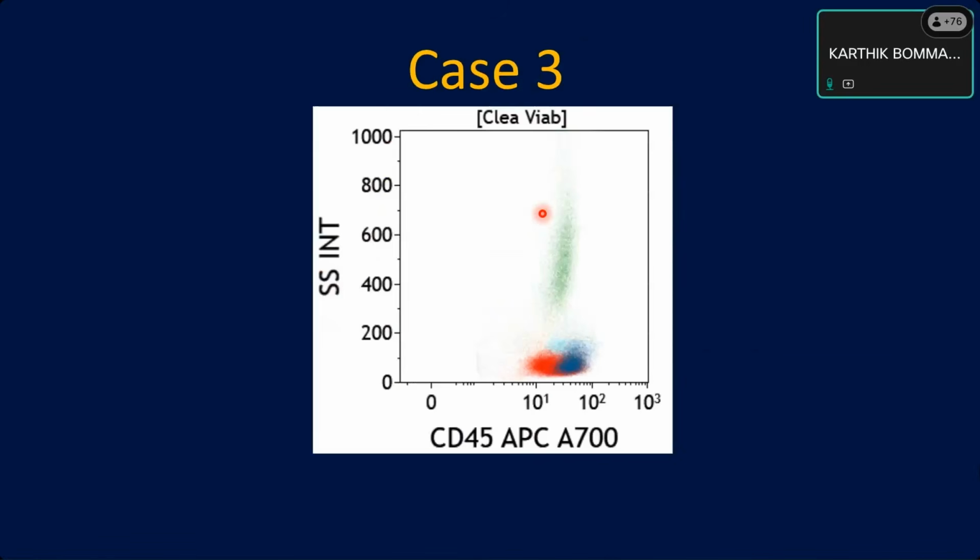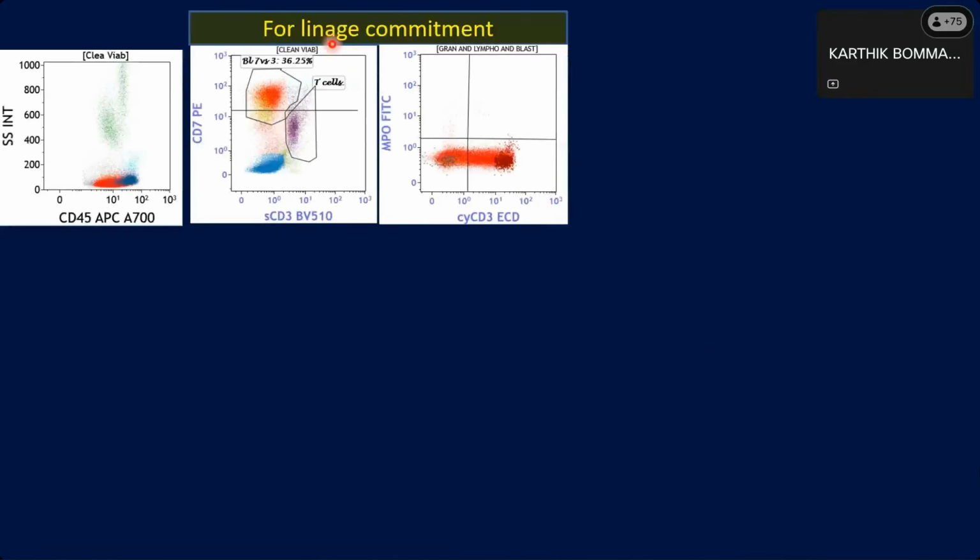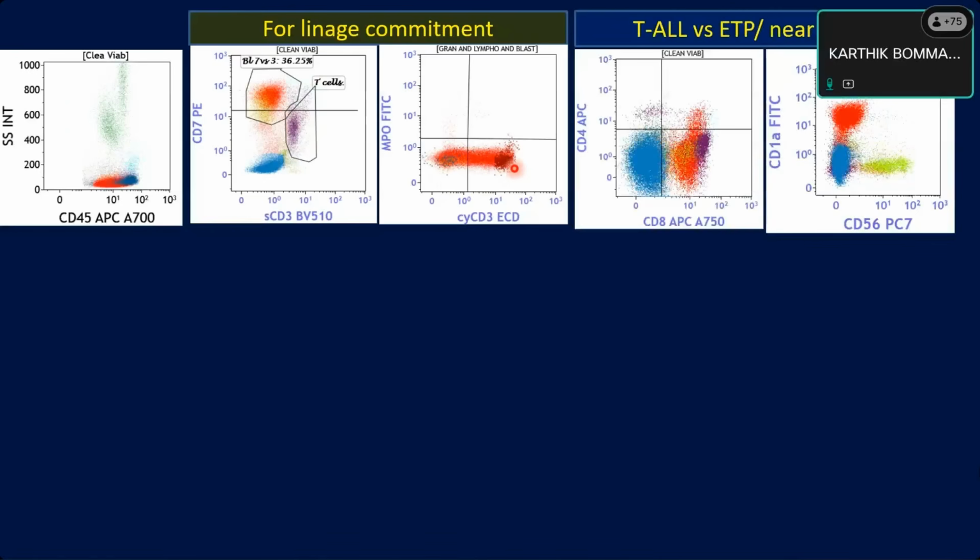Now, case 3. This is the last case. CD45 is dim, CD7 is nicely brightly expressed. Cytoplasmic CD3? Positive. So it is T lineage oriented. CD8? Positive. CD1a? Positive. So now we need not entertain the diagnosis of either ETP or near-ETP. The game is over here itself.